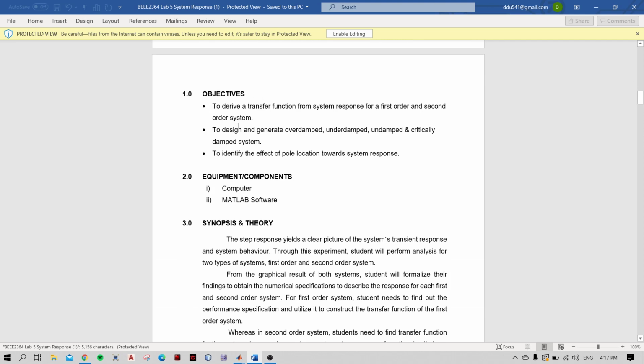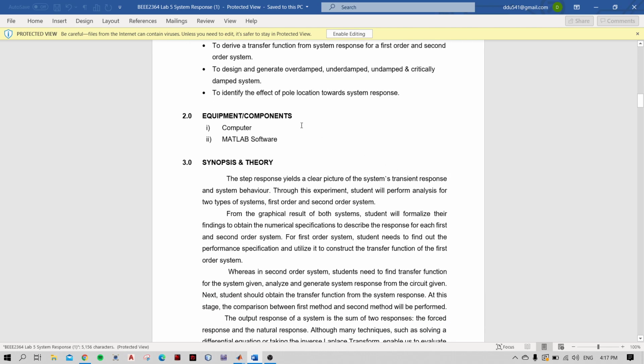The objective is to derive a transfer function from system response for a first order and second order, and then to design and generate overdamped, underdamped, undamped and critically damped systems, and then to identify the effect of pole location toward system response.